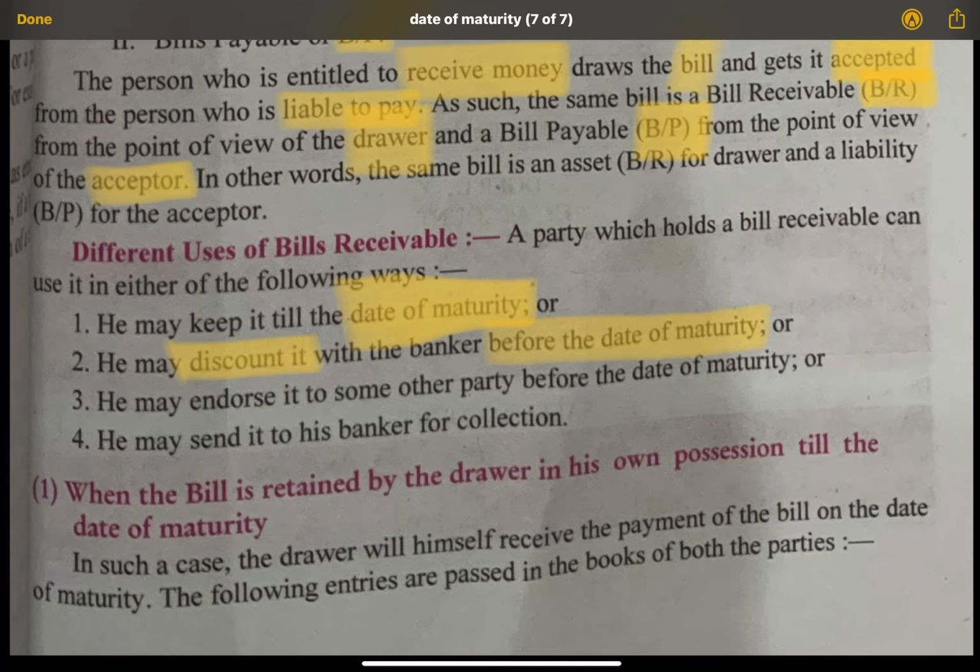थर्ड वन, he may endorse it. अगर मुझे आरव को पेमेंट करनी थी तो you remember in the very first class I have endorsed the bill to Arav before the date of maturity. And fourth, he may send it to banker for collection. बैंक को दे देंगे, बैंक को बोलेंगे जब भी maturity हो collect the amount on my behalf. Okay, these are the four uses.